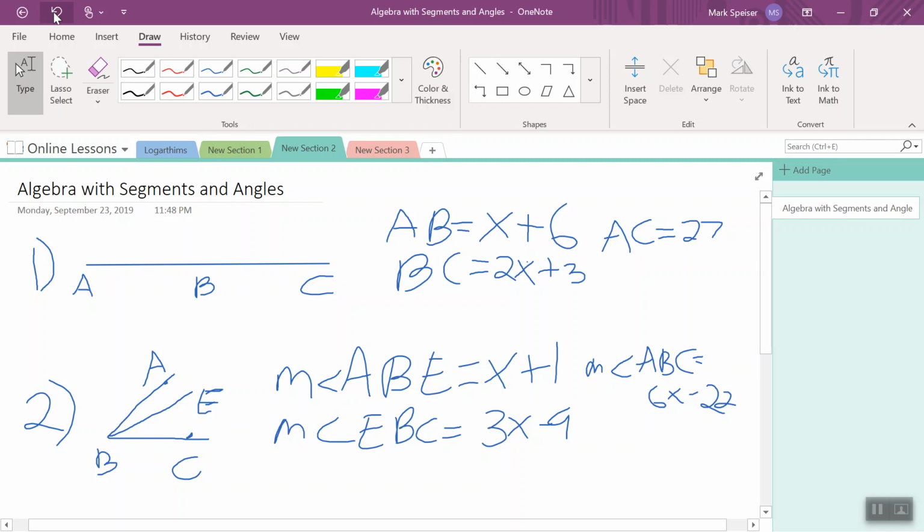And we want to find the length of each segment, where AB is length x plus 6, BC is length 2x plus 3, and the total length AC is 27. So you set up a simple equation. So let's get some workspace.